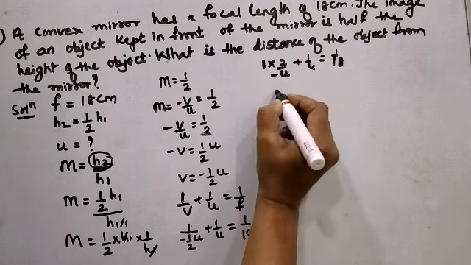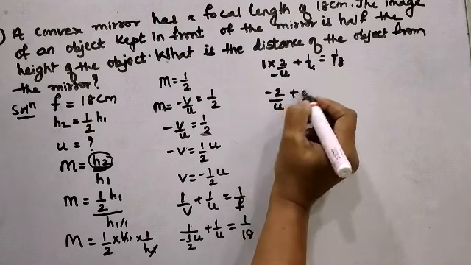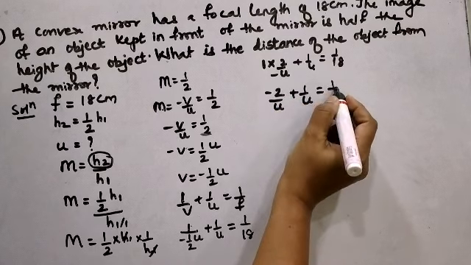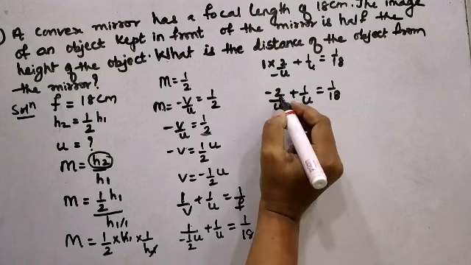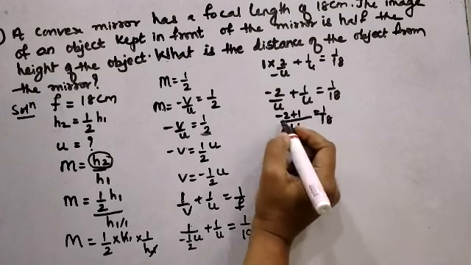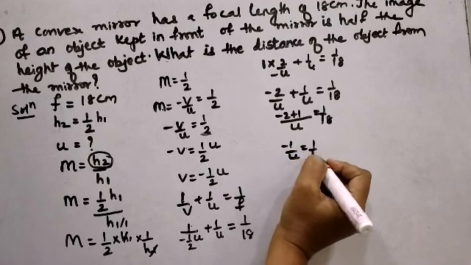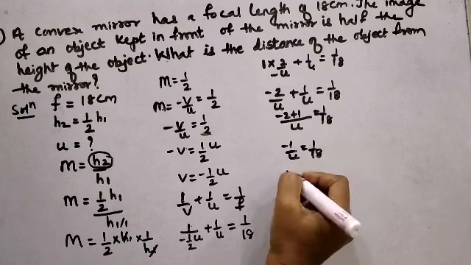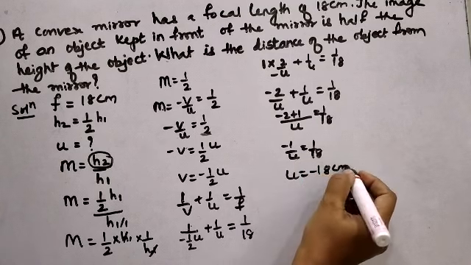So we get 2 ones are 2. Let me shift the negative sign on top. Minus 2 upon u plus 1 upon u is equal to 1 upon 18. Denominator is common, so I'll take a common denominator. Minus 2 plus 1 is equal to 1 upon 18. So minus 2 plus 1 will be minus 1 upon u is equal to 1 upon 18. So cross multiply, u is equal to minus 1 into 18 will be minus 18 centimeters.